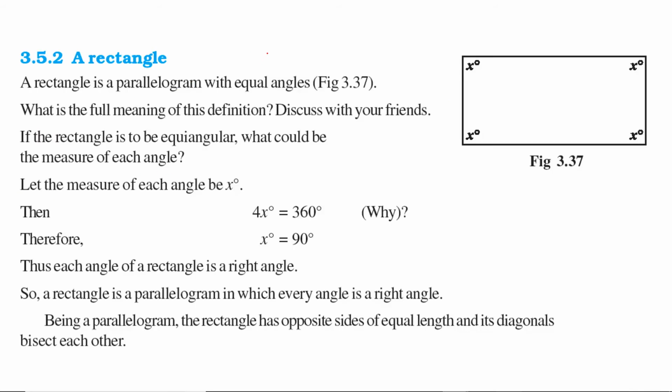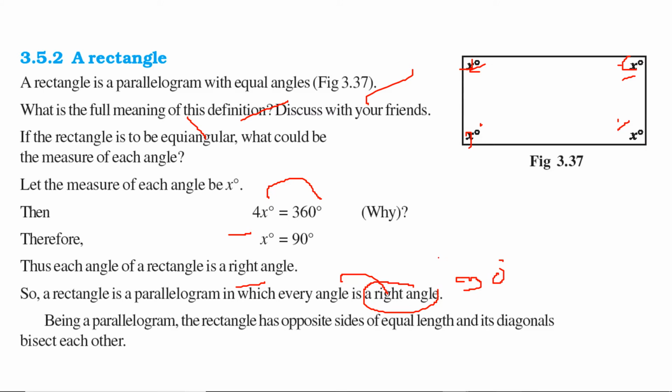Rectangle. Rectangle is a parallelogram which has equal angles. So this is 90, this is 90, this is 90, this is 90. How this is 90? See, if the rectangle is to be equiangular, what will be the measure? See, if these are x, x, x, x, so 4 into x, the angle sum property of a quadrilateral is 360 degrees. So x plus x plus x plus x, that is 4x, will be equal to 360 degree. So what will be x? X will be 90 degree. So now each angle of a rectangle is nothing but right angle. So a rectangle is a parallelogram in which every angle is a right angle, that is 90 degree.